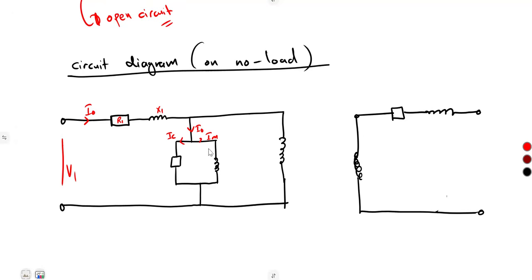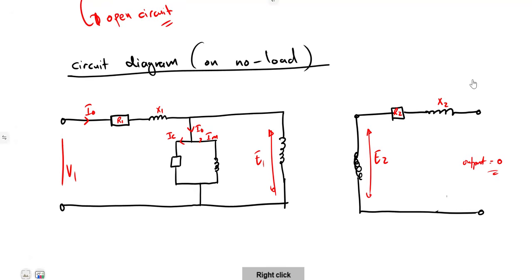So these are the components giving us the no load current. And this represents our E1. On the secondary side, this is our E2. This is our resistor R2, and this is the reactance, which is X2. And the output is zero because, being on open circuit, our output is going to be zero. So this is the idea.